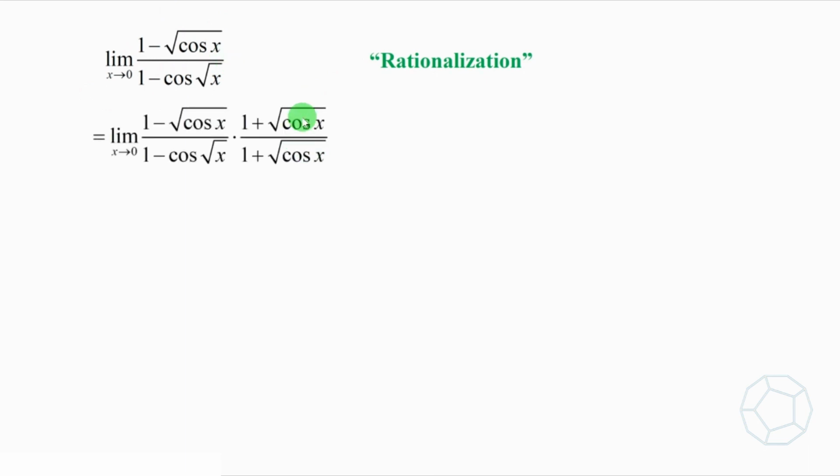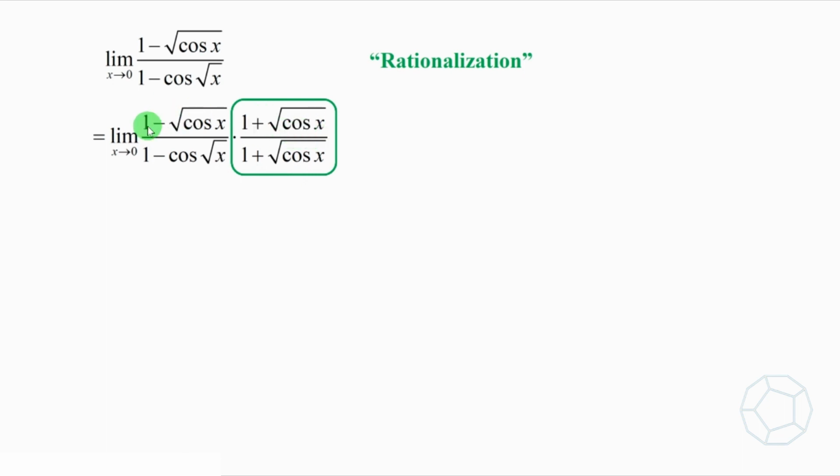Now we're going to use a couple of elementary tools to find the limit. First of all, how do we usually deal with the square roots? Well, we have to do quote-unquote rationalization. So for the term 1 minus square root of cosine x, let's multiply both numerator and denominator by 1 plus square root of cosine x.